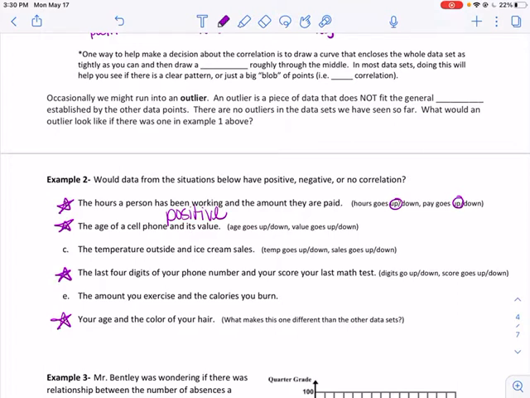The age of a cell phone and its value. As the cell phone gets older, its value is going to decrease. So this is a negative correlation because they're doing opposite things.